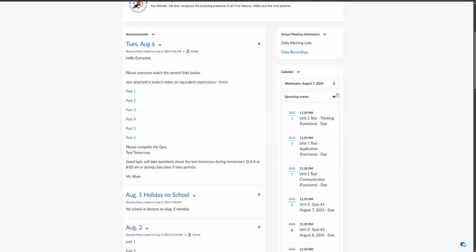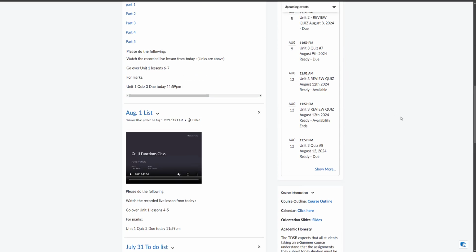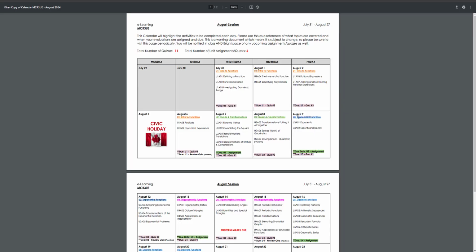Let's check our calendar. I always mention, please check the calendar here. And if you take a look today, Wednesday, August 7th, we are going to be learning about quadratics, extreme values, completed square transformations, transformation, stretches, and compression. So 4 lessons. Like I said, in this 1 hour, I will not be able to complete all 4 of those lessons. It is up to you to go through the notes, watch the videos, go through the lessons and the practice problems and whatnot.